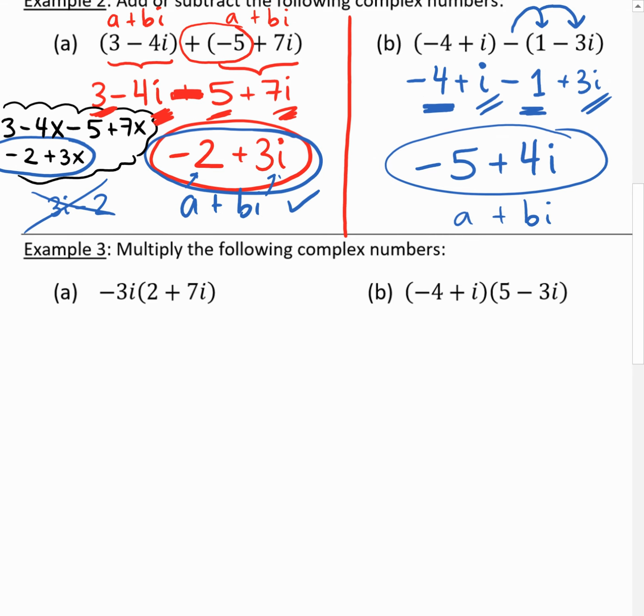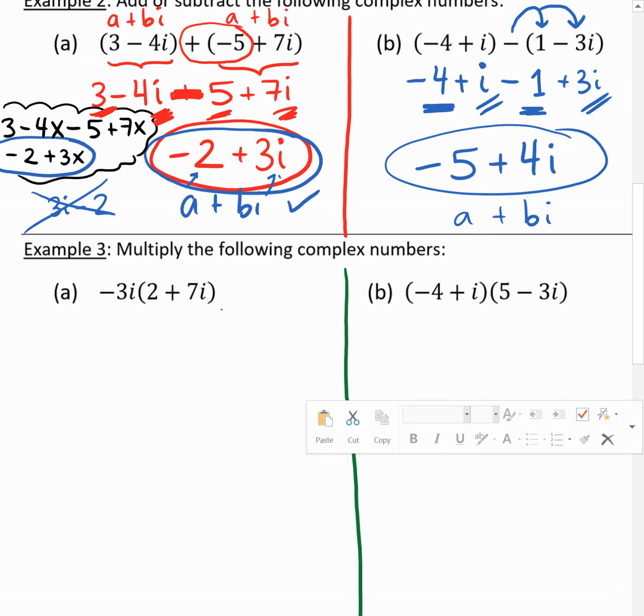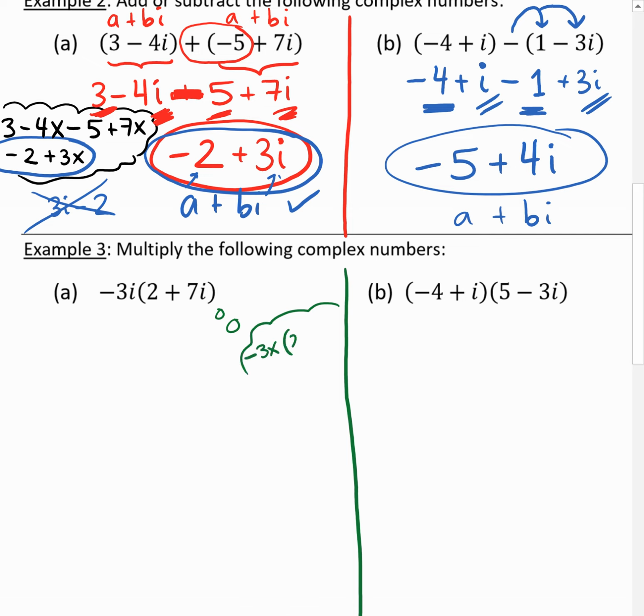Multiplying, it's not too complicated, it just seems like there are more steps. But let's see, imagine part A. What would you guess to do here? Especially if you were thinking, in your little thought bubble, what if the i was an x? It's negative 3x times 2 plus 7x. I would think to distribute, right? Negative 3x times that guy, negative 3x times that guy. That's exactly what you can do.